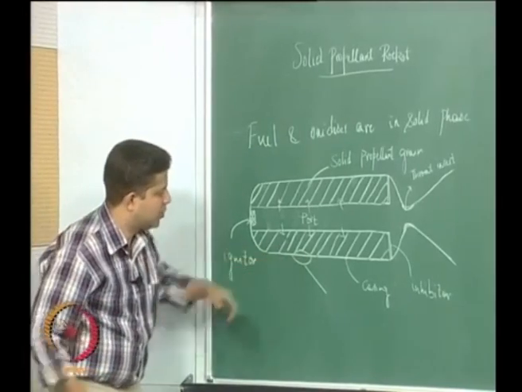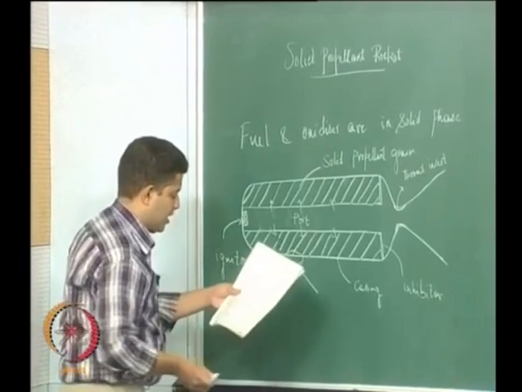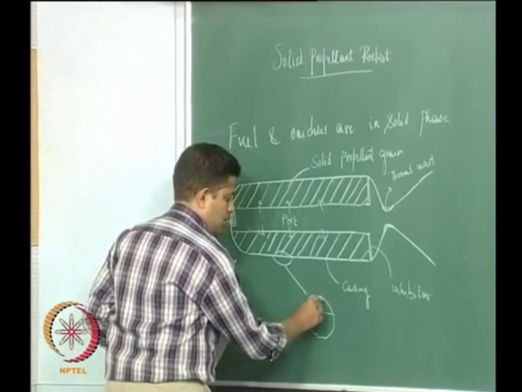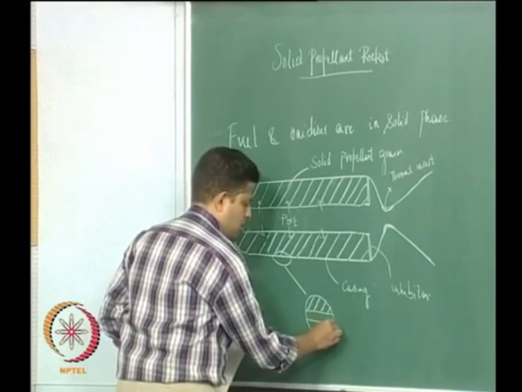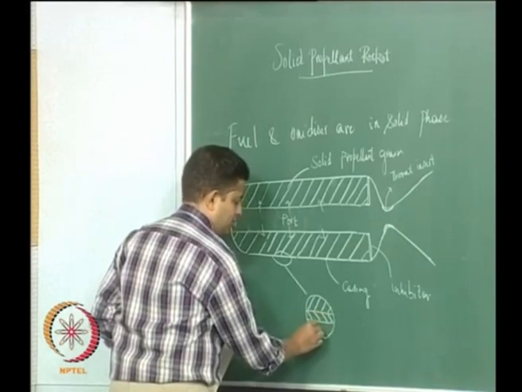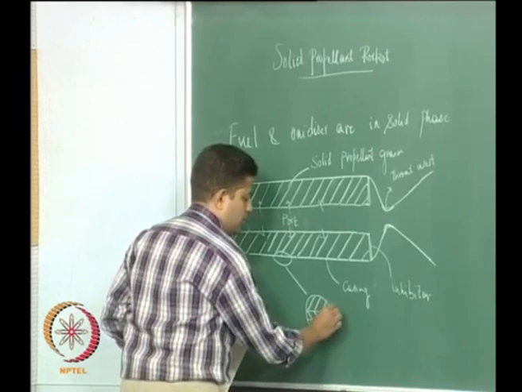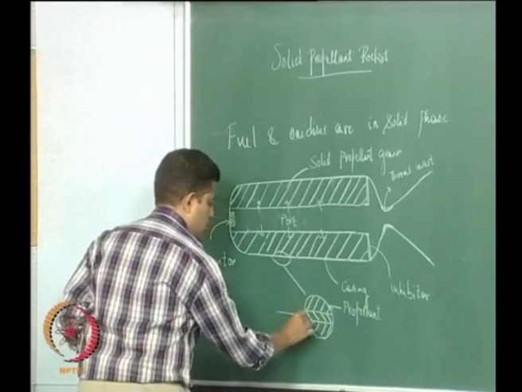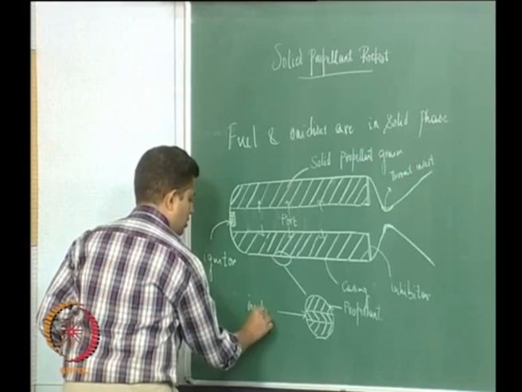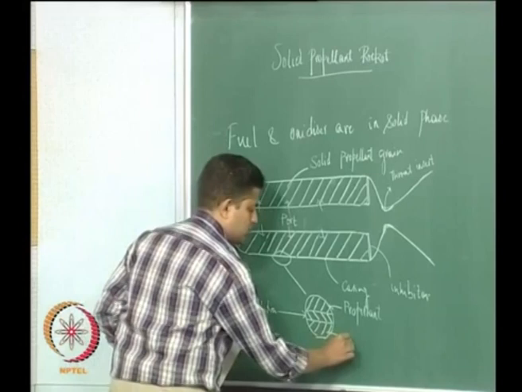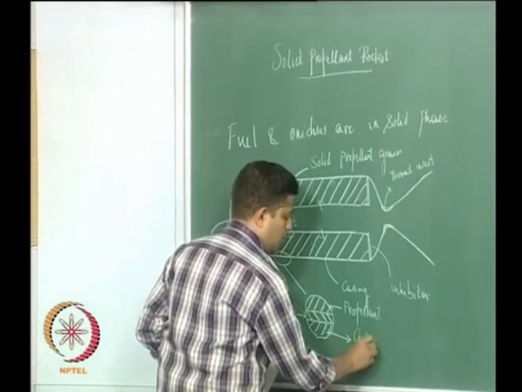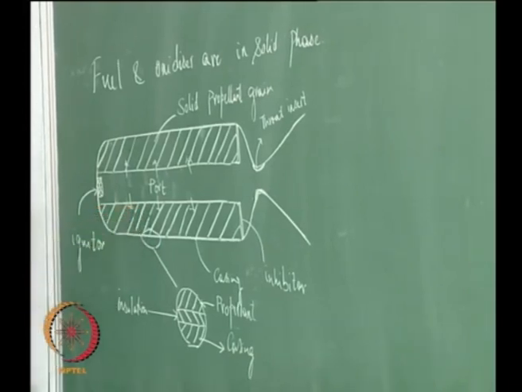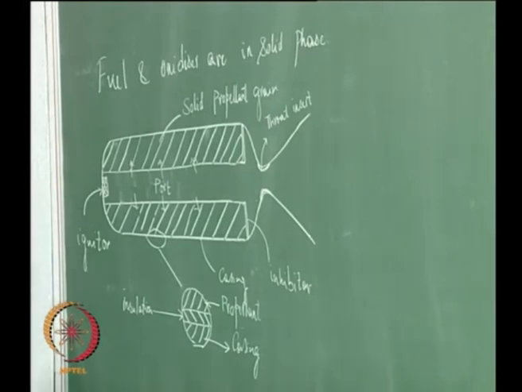Now, if you look at a small section here close to the casing, it will look like this. You will have a propellant grain, and then a layer of insulation, so there is a layer of insulation between the casing and the propellant. Now let's look at each of them in a little more detail.